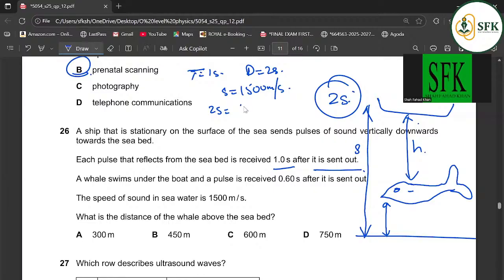Distance equals speed multiplied by time, 1500 times 1, and so s is 750 meters. Next, you need to calculate the height of the whale. For that as well, you need to do the same.